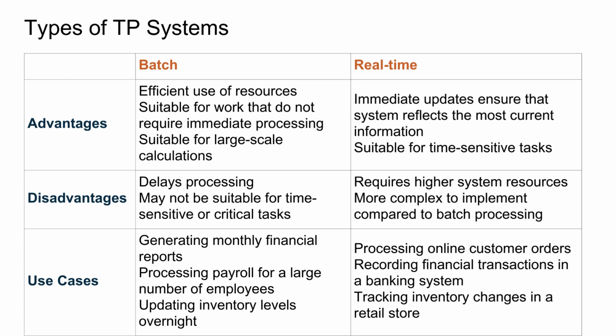The disadvantages of a batch TPS system include delayed processing that leads to delayed updates in the system. Batch processing may not be suitable for time-sensitive or critical tasks. Let's say we are running an earthquake or tsunami alert system where alerts are sent via SMS to all citizens. Such a system cannot process incoming seismic sensor data or tsunami data as batches.